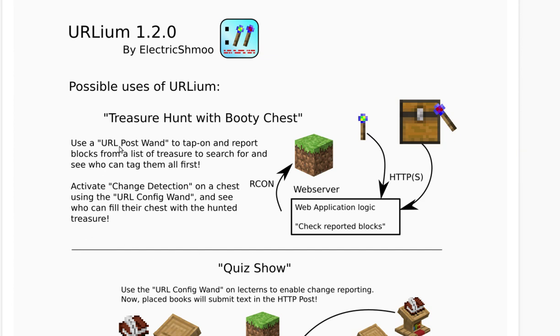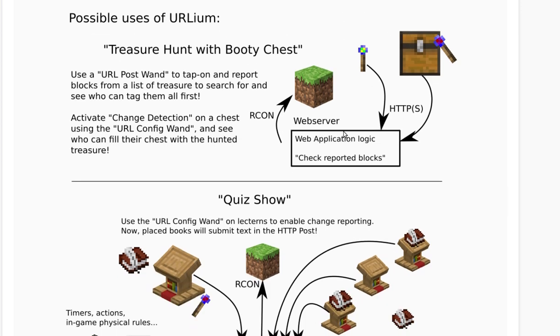You could have a treasure hunt where there's a chest with change reporting enabled, and you could have a wand that the users have to walk around and tag a certain number of items or blocks, or collect a certain number of items and blocks, and you can see exactly who wins and fills their chest first.